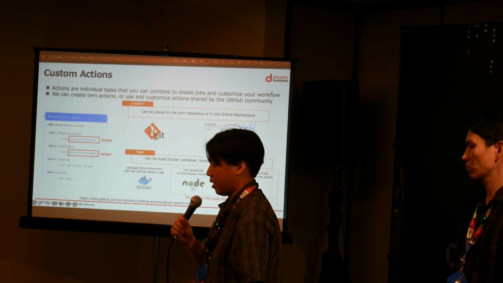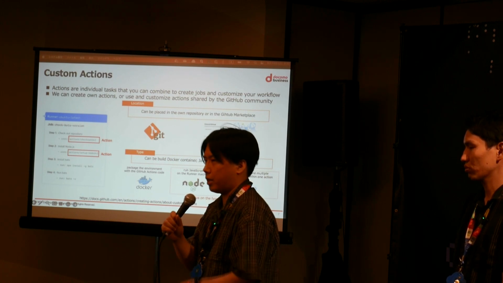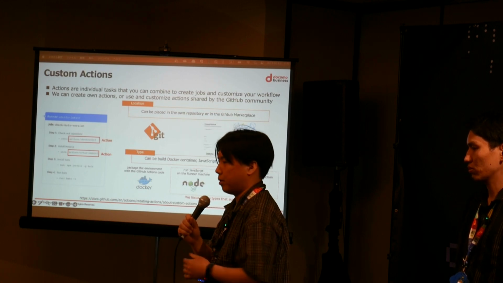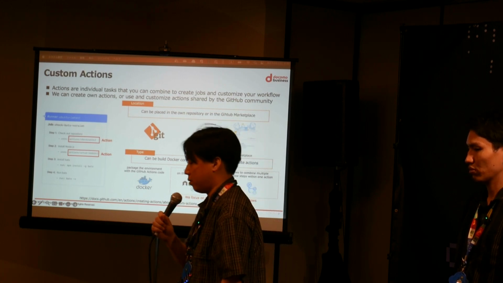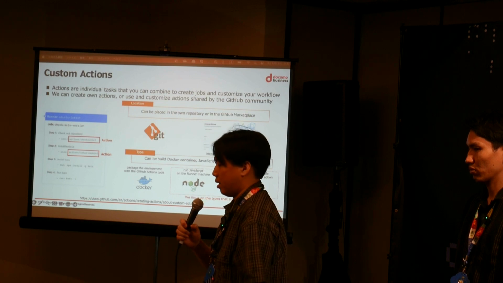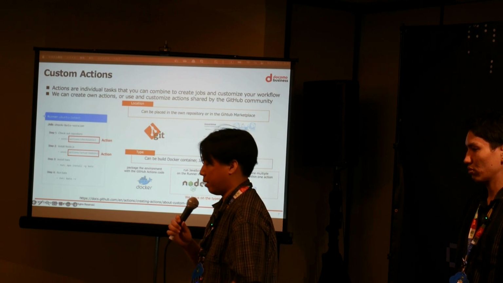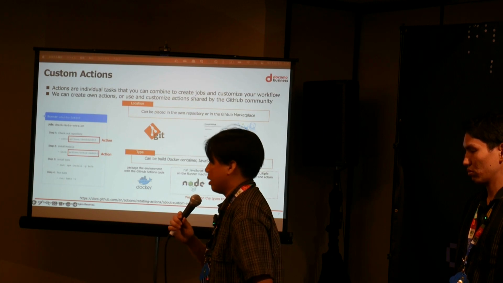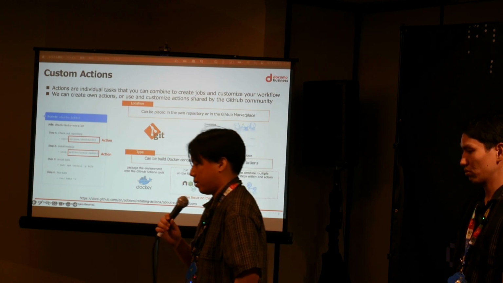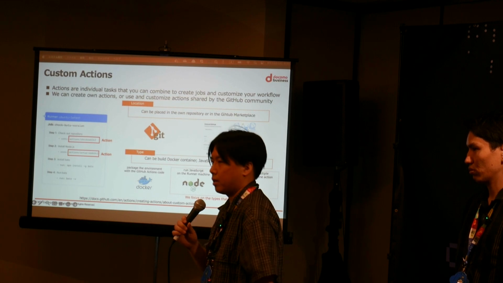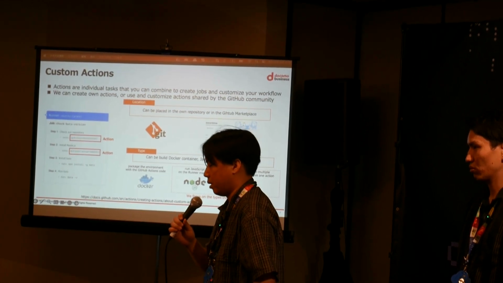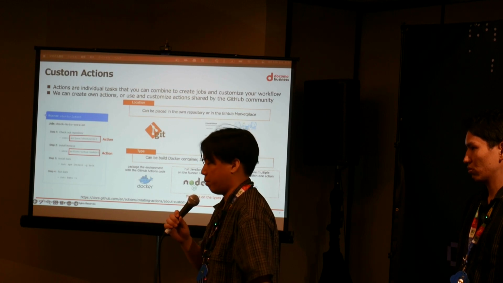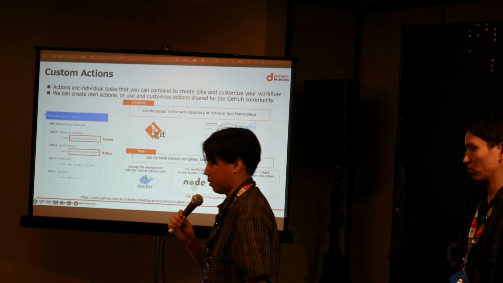Next, let's look at custom actions. Actions are individual tasks in the workflow. We can use a combination of actions to suit our purpose. And we can also create and publish actions in the GitHub marketplace. There are different types of custom actions. Three types are available, but we have targeted JavaScript action and composite action that support Windows.